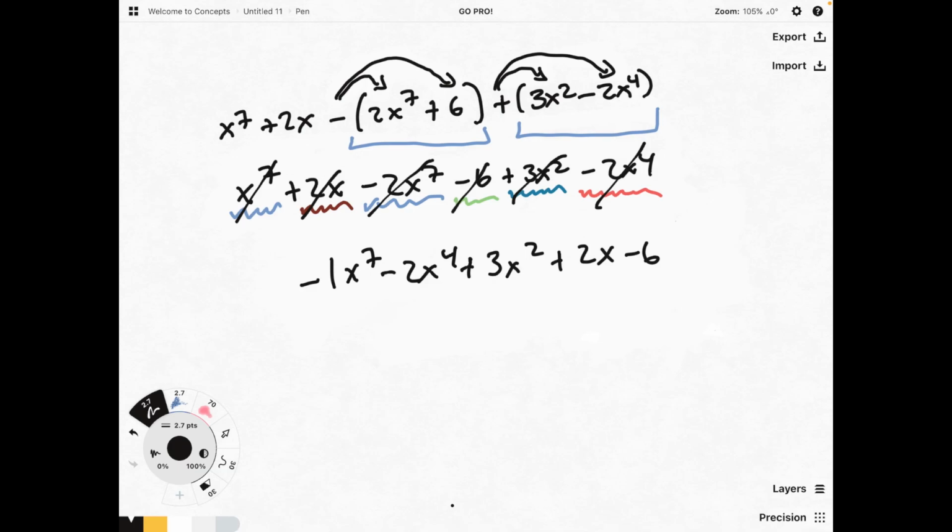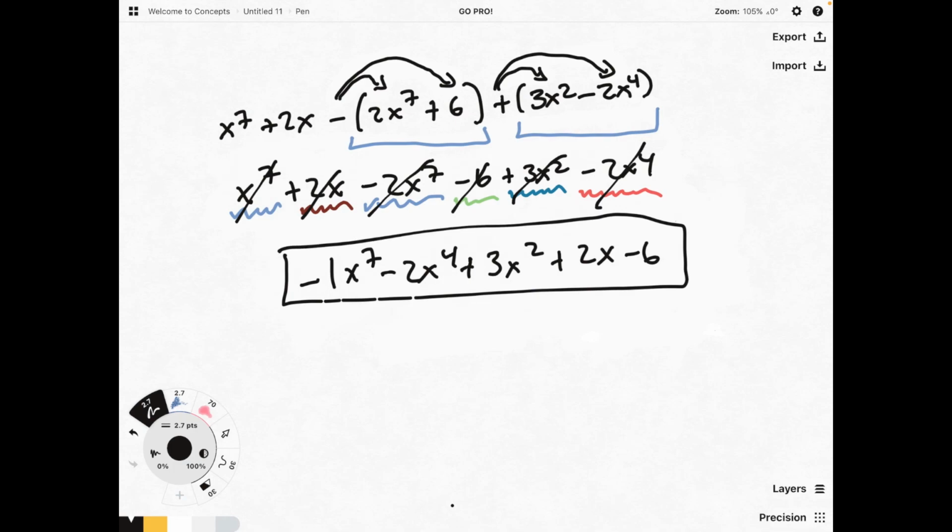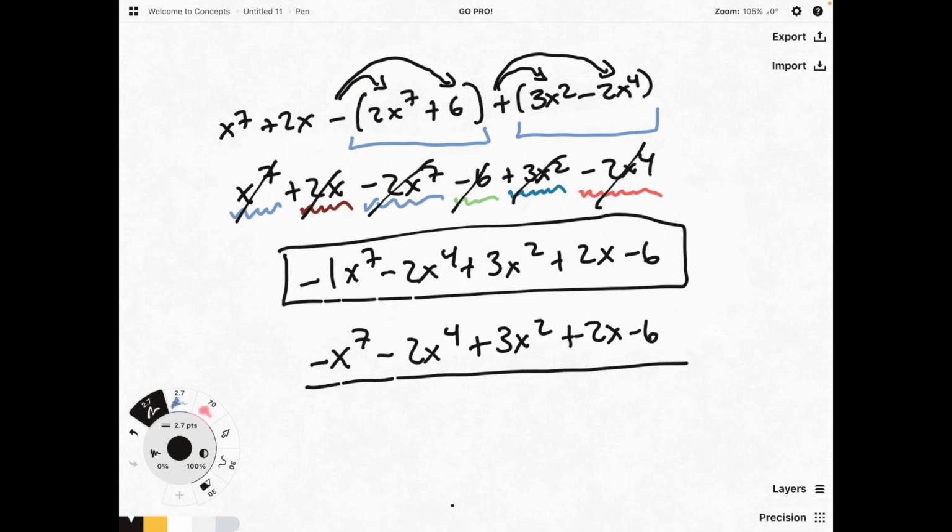And so this is the correct answer and your final answer, but of course you can also write it as a negative x to the 7th minus 2x to the 4th plus 3x squared plus 2x minus 6. And there you have it. You just need to think about the concept of adding like terms together, and once you have that concept down, then this should be pretty simple to you.